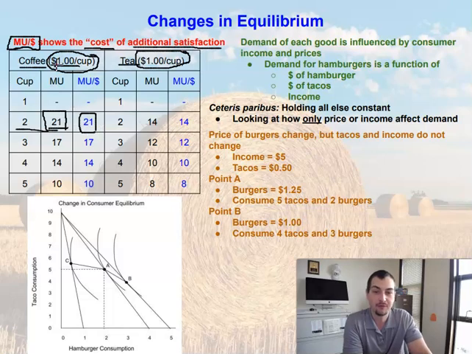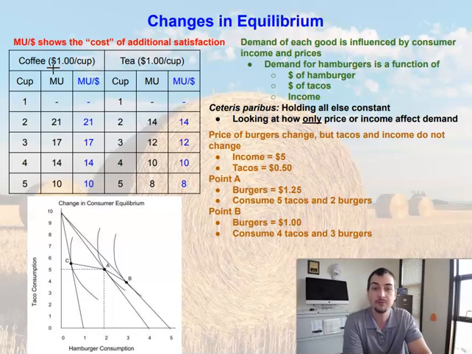Now, if this cup of coffee was, say, $2, let's say you go to Starbucks and spend $2 on a cup of coffee, it would be 21 divided by 2, meaning about 10.5. But in this case, we're going to keep it simple and keep it $1. So it shows that by drinking that second cup of coffee, you get 21 units per dollar. You drink that third cup of coffee, you get 17. The fourth one, you get 14. The fifth one, you get 10 units per dollar.